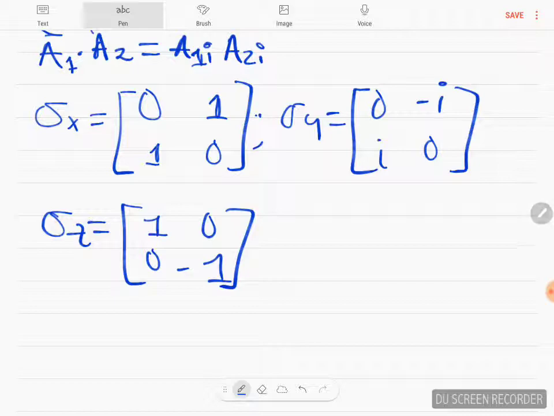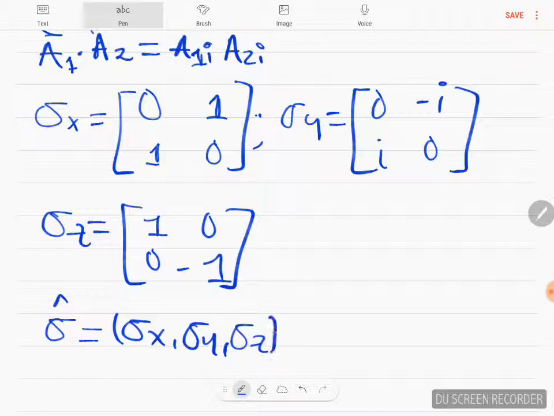knowing this, we can also recall the product of two components of the sigma vector. There goes the sigma vector. I use a hat because sigmas are operators, spin operators, or operators in spin space. So these operators are a vector of matrices of the form sigma x, sigma y, sigma z.